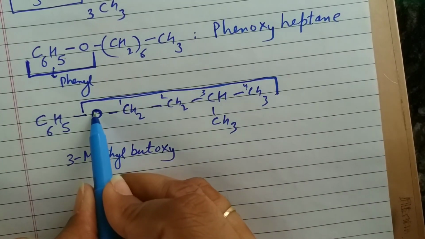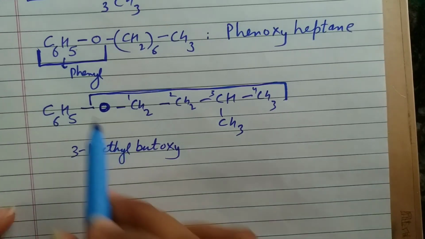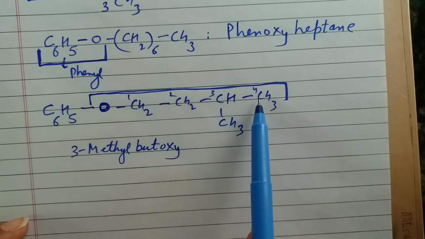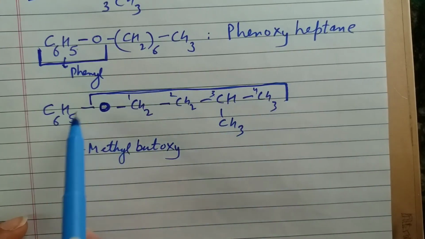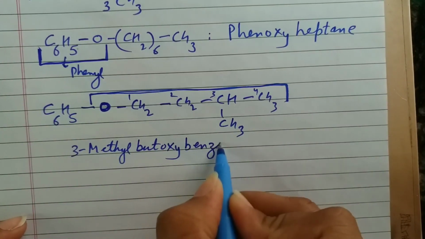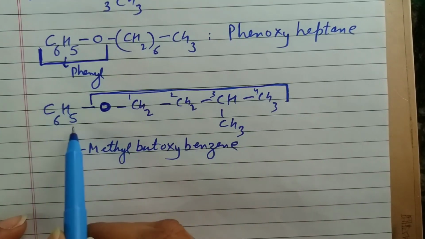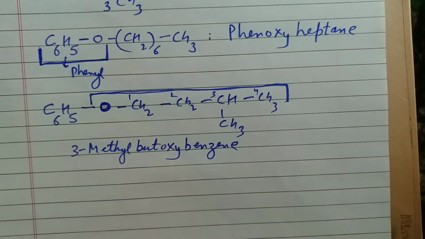Remember, this is an alkoxy group. With oxygen the name always ends with alkoxy. Okay, you can't name it as alkyl or alkane. This is the alkoxy group. So number from here, this becomes 3 methyl with 4 carbon atoms, butoxy. So the name of this group is 3 methyl butoxy. And what's the parent here? What is C6H5? As a parent you will call it benzene, because you have actually replaced one of the hydrogen of benzene by this group. So it's a derivative of benzene. So 3 methyl butoxy benzene is the IUPAC name of this compound.